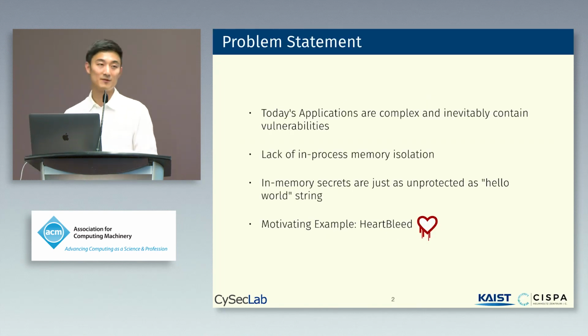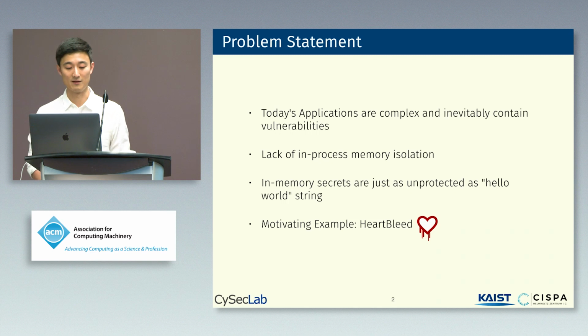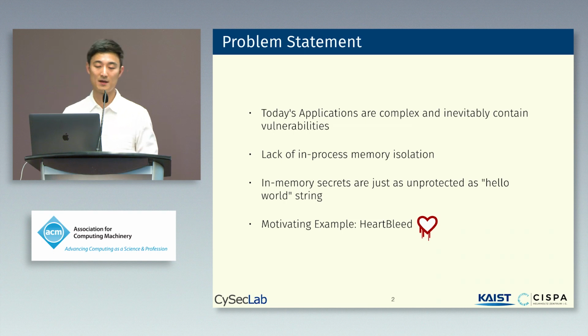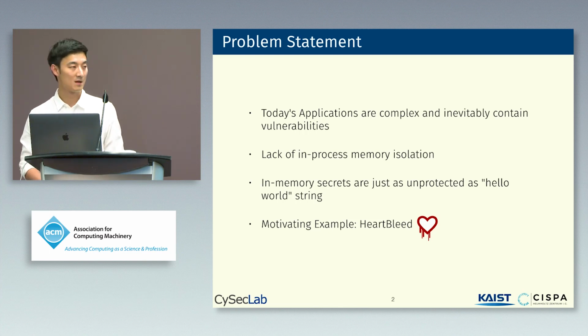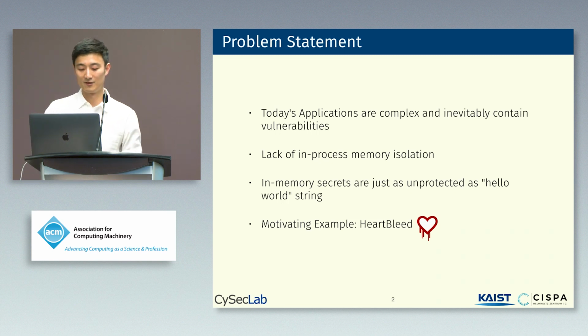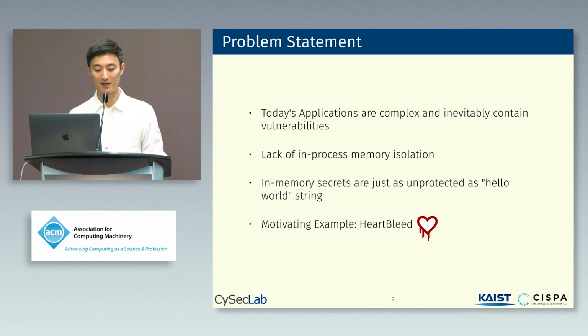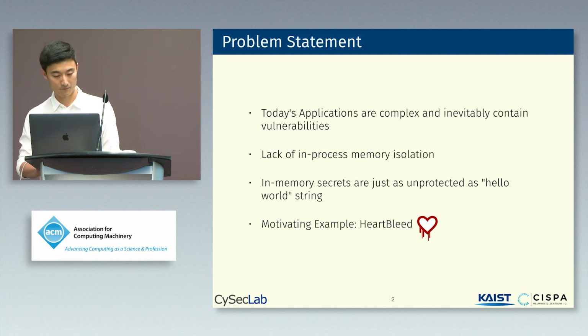So I'm going to begin with the problem statement. Today's applications are increasingly complex, and therefore it is inevitable that they are vulnerable. The lack of in-process memory isolation is at the heart of the problem. An application secret, for instance, a private key used for securing a communication channel, is just as unprotected as any other arbitrary data within the process. As we all witnessed in the incident of Heartbleed, one successful exploitation of a bug within a process may be enough for the adversary to extract sensitive data within the process.